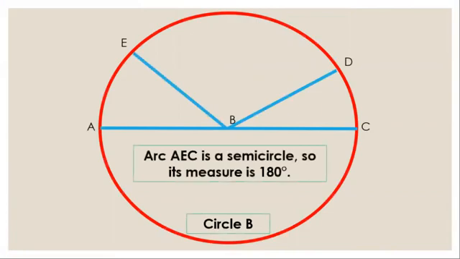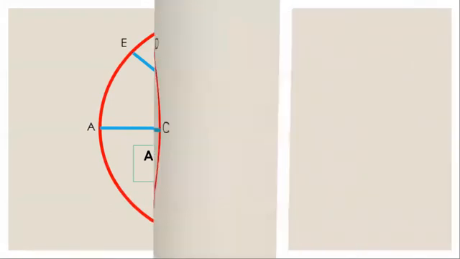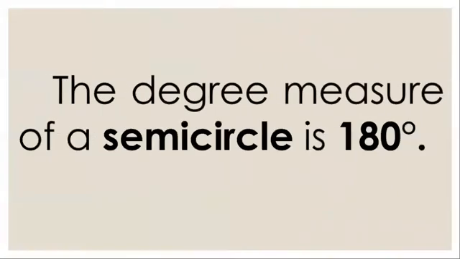So arc AC, remember that arc AEC is a semicircle. So its measure is 180 degrees. So AEC is a semicircle, and alam naman po nating lahat na ang measure ng isang buong circle ay 360 degrees. So ibig sabihin po, ang measurement ng kalahati ng circle ay kalahati ng 360, which is equivalent to 180 degrees. So arc AC or arc ADC, ang measurement niya po ay 180 degrees. So do not forget that one po.